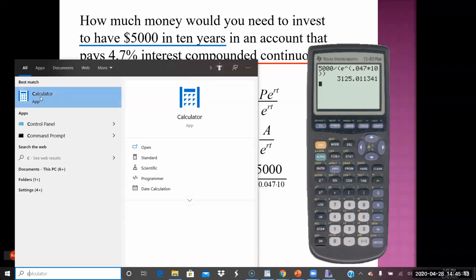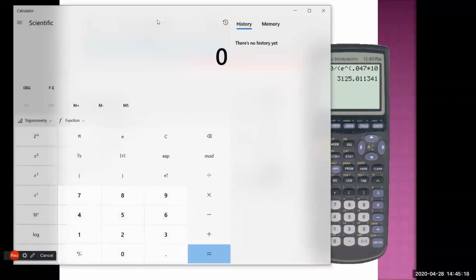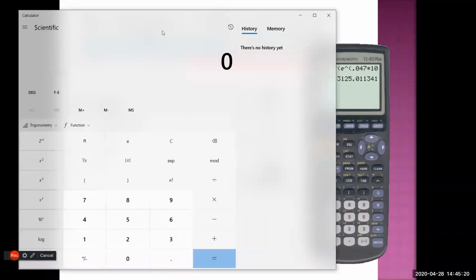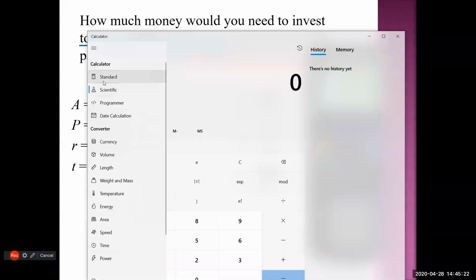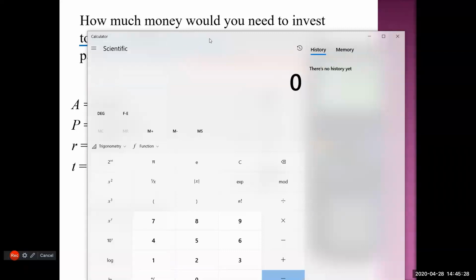Or you can use your computer calculator if you have a Windows machine. Just make sure that it's not standard. It's got to be scientific right here, scientific. And then that way you can use E. See, there's an E there.